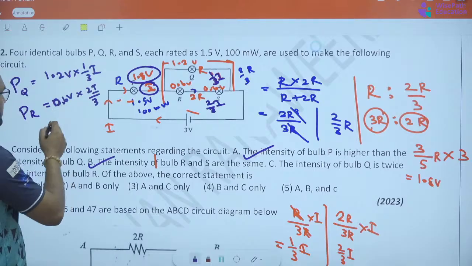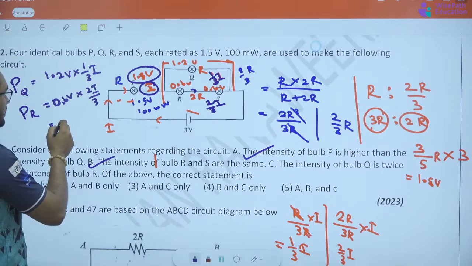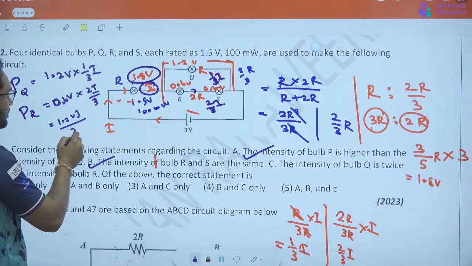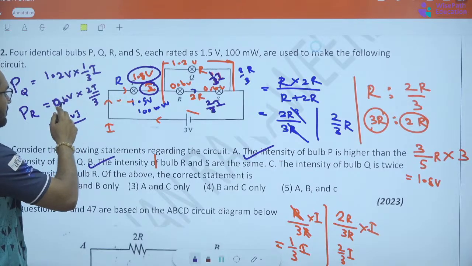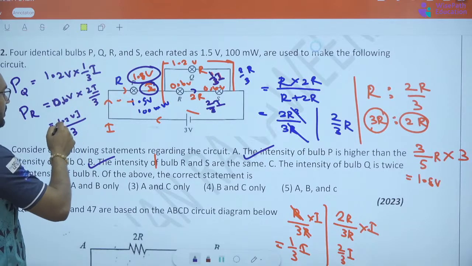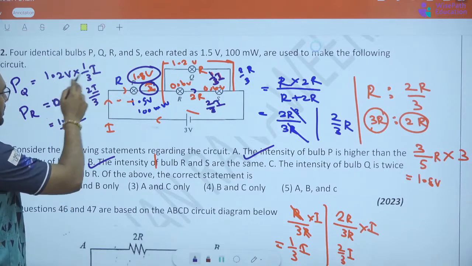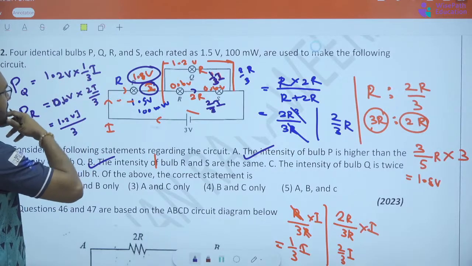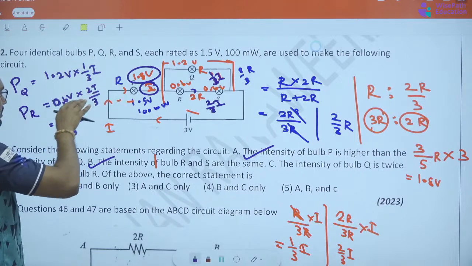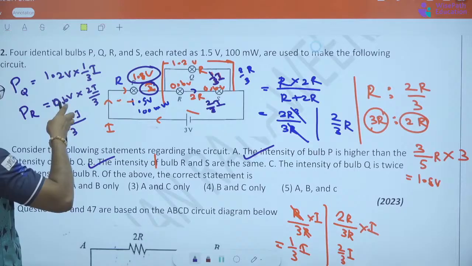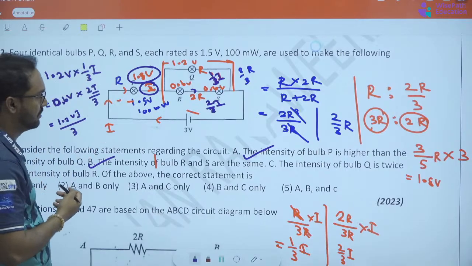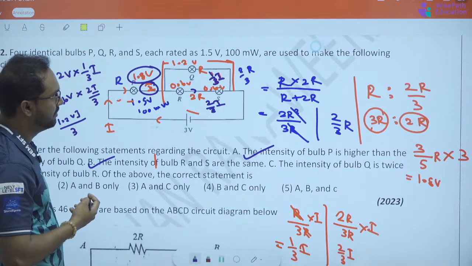If you multiply this by this, that will become 1.2 Vi, divided by 3. If you multiply directly by this, 0.6 into 2 is 1.2. So Vi over 3, again, this is the same, right? 1.2 Vi over 3. Now this is basically this. Both of the powers are the same. Did I compare this correctly?